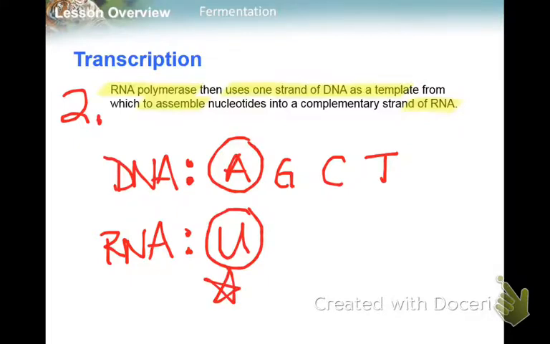Now in the other areas, G is going to pair up with C, C is going to pair up with G, and T will pair up with A. So all of that's the same. But if we have an A in DNA, then a U will be brought in to base pair with it. The U is complementary to the A.